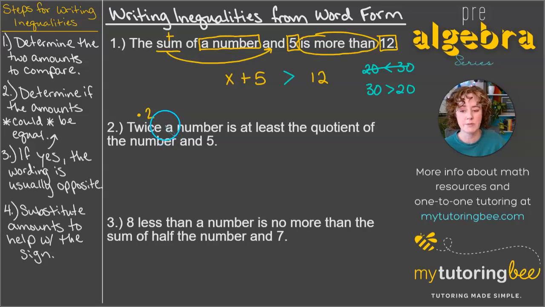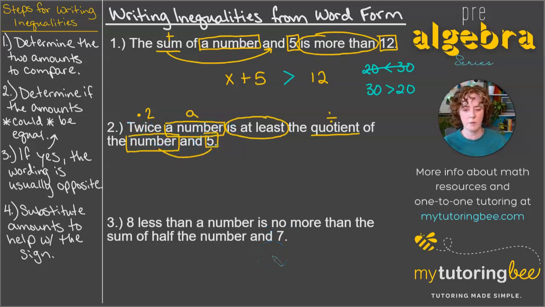Twice a number. So again, that is a number that we don't know. I'm just going to use a variable. Let's use a for this one. Is at least, so that is my inequality keywords there. So we're just going to set that aside for the moment. The quotient means divide, of the number and 5. So just like we talked about with sum in the first one, the quotient of something and something. So that and is going to tie those two together that I am going to be dividing.